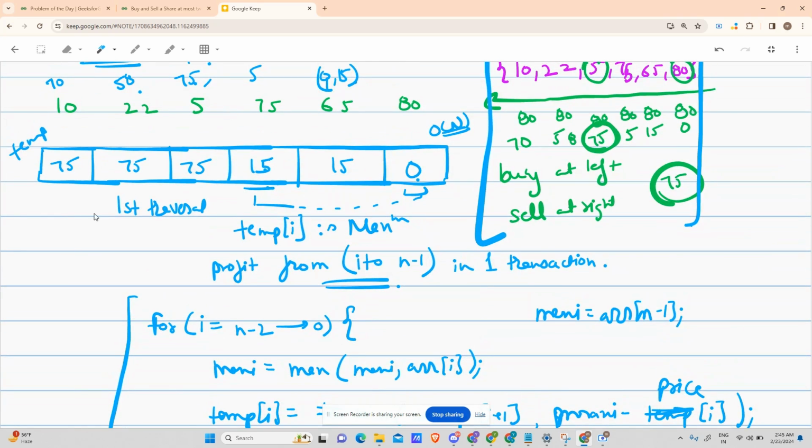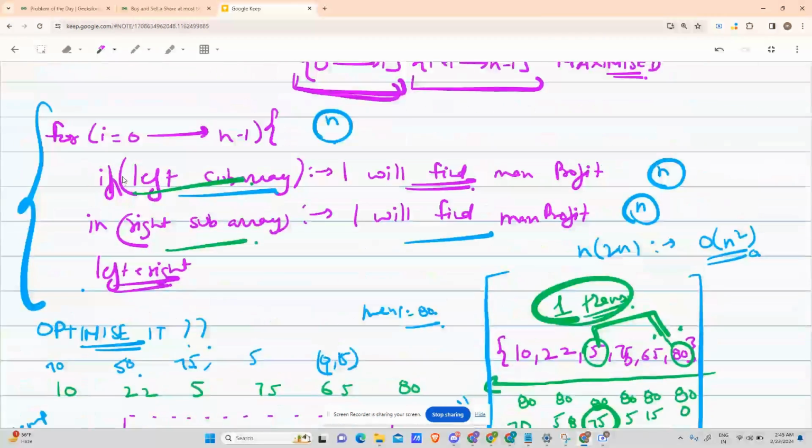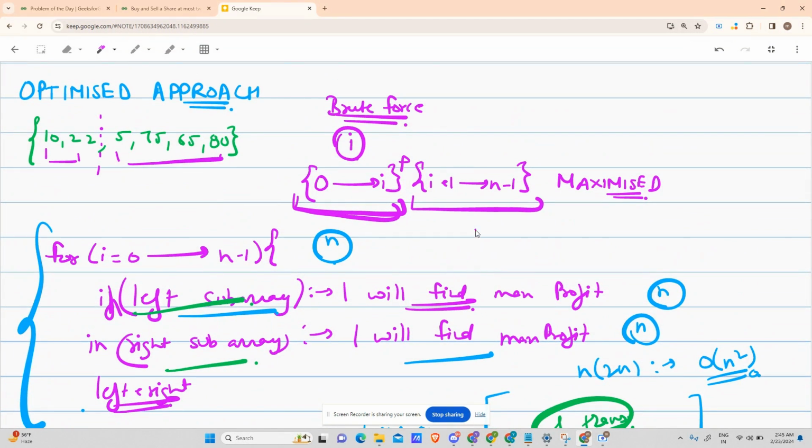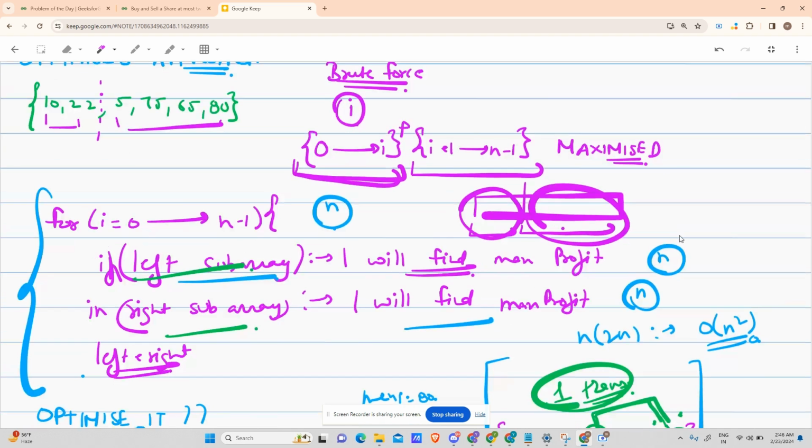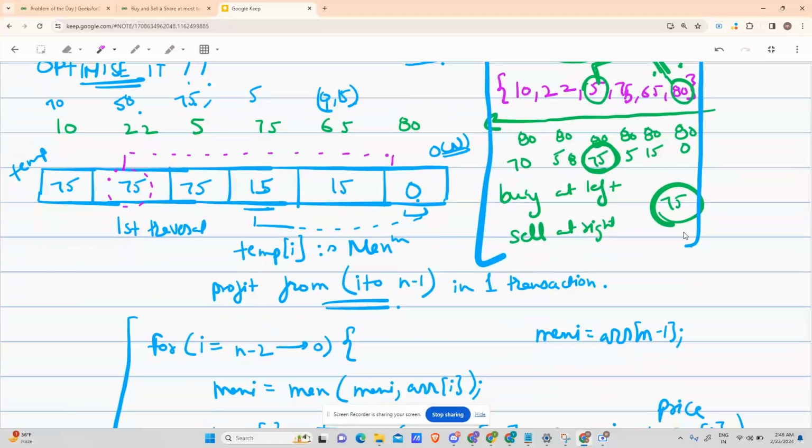I have got 75, 75, 75, 15, 15, 0. Let us see once again what this is representing. This value is representing the maximum answer I can get in this subarray, right? And what was our need? Suppose this is my array and this is where I'm splitting. I wanted this maximum and this maximum, and I will have to add them up and then return the answer. This was the original brute force approach. So if somehow for this index I can get this value maximum, isn't my problem solved? Yes, the second traversal will be doing the same thing.